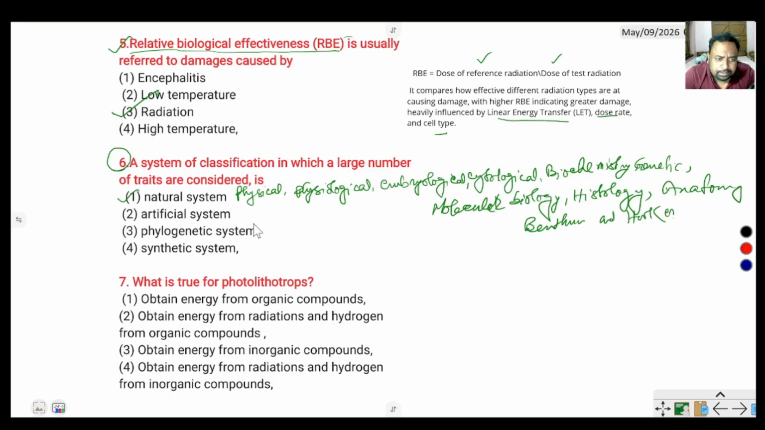But the phylogenetic system of classification is based on evolutionary relationship and was proposed by Engler and Prantl. And the artificial system of classification uses only a few characters.